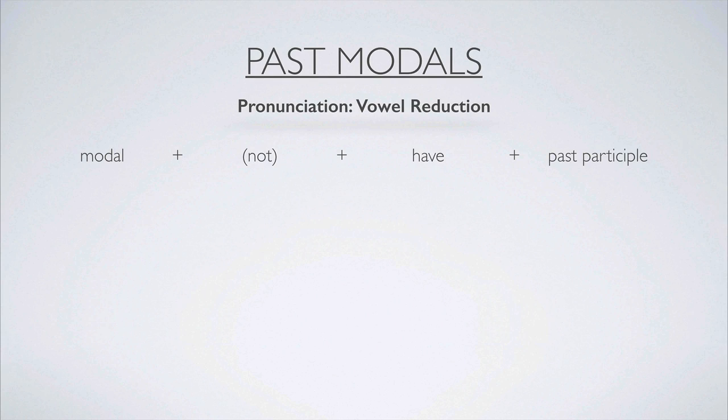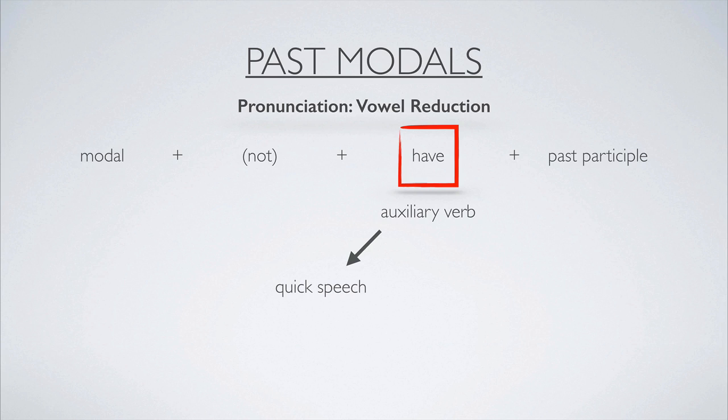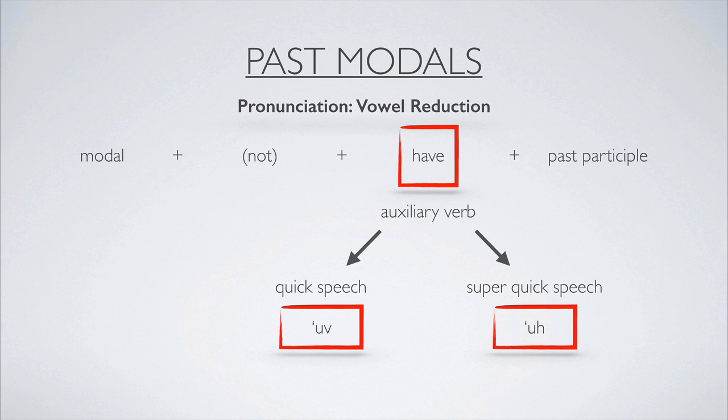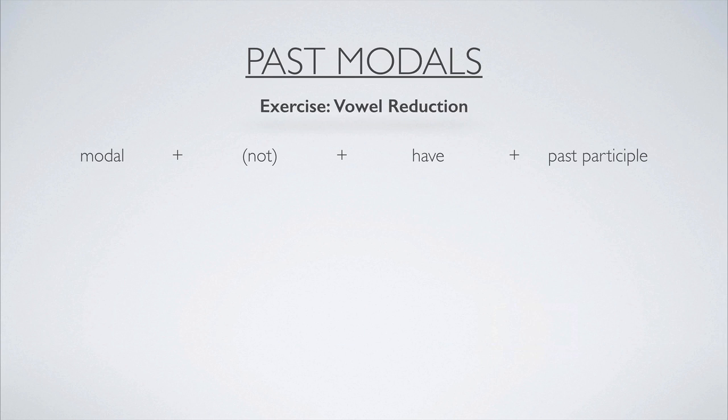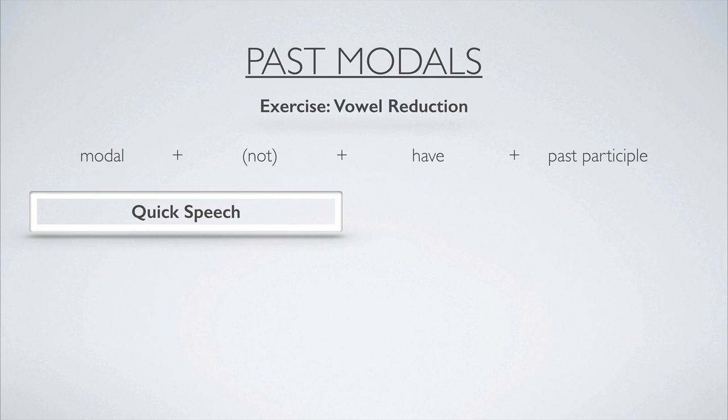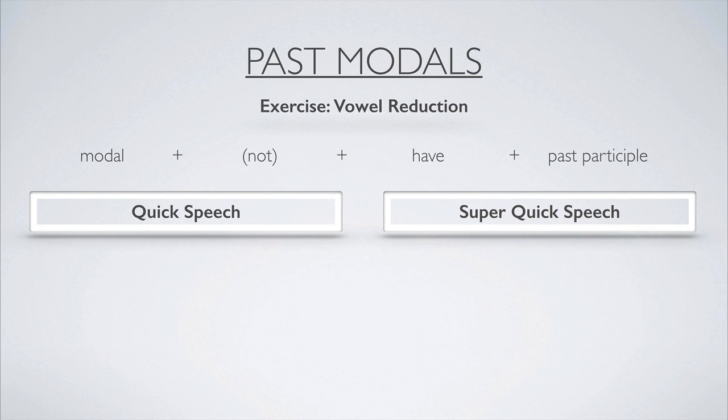Okay, guys, now it's time to take a look at pronunciation. Remember, we're going to be looking specifically at the auxiliary verb have. We're going to be looking at quick speech, in which have is reduced to "of," and super quick speech, in which it's reduced to "uh." Let's look at some examples. First, you'll hear me say it, then I'll pause and give you a chance to repeat.